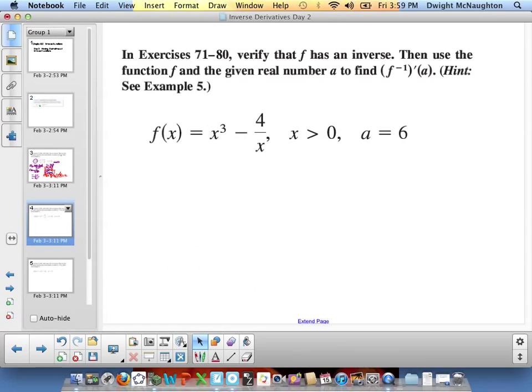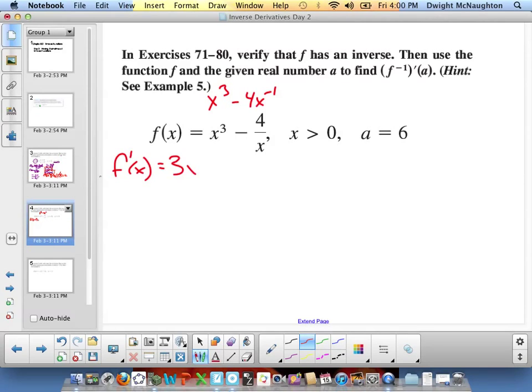All right, try this one. Let's verify it has the inverse first, so we need to show it's monotonic. Since we've got to find the derivative anyway, that works. So let's rewrite this as 4x to the negative 1. So our function is x cubed plus 4x to the negative 1, and the derivative is 3x squared minus 4x to the negative 2. We'll write it like that: 3x to the 4th plus 4 over x squared.